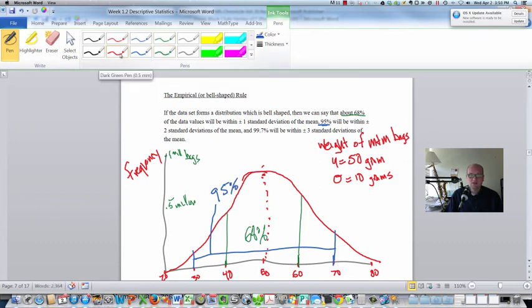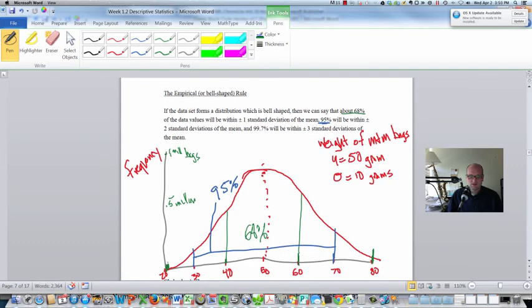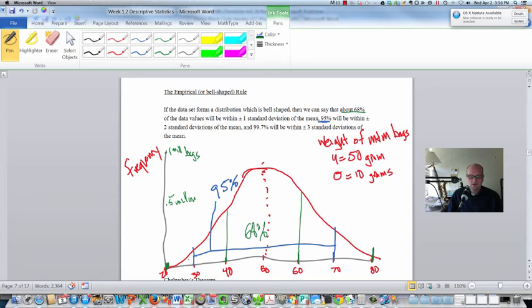Let me change colors one more time. If I go 3 standard deviations away, that's all the way from 20 to 80, the whole thing. Let's see if I can scroll down just a little bit. That whole thing, it's going to be kind of messy to see, but that whole thing is 99.7%. That's exactly what it is.